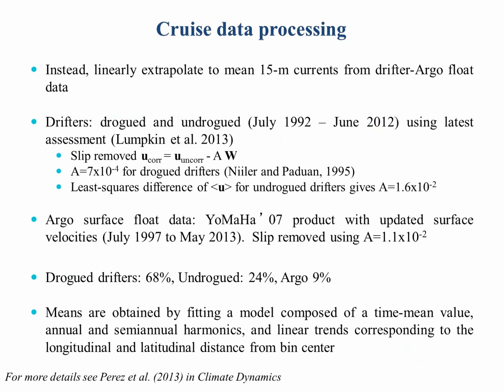Okay, so instead, we're going to extrapolate upward to mean 15-meter currents from the drifter and Argo flow data. I'm not going to go into all the details here, but there's not much tropical data from drifters because the drifters just don't want to stay on the equator. So if we use the global product that the drifter group has put out, if we discard drifters that have become undrogued, we would lose about 30% of the data.